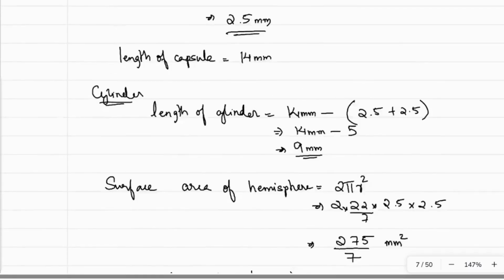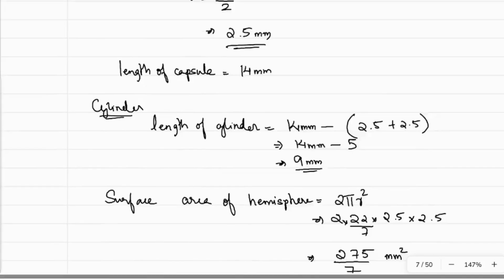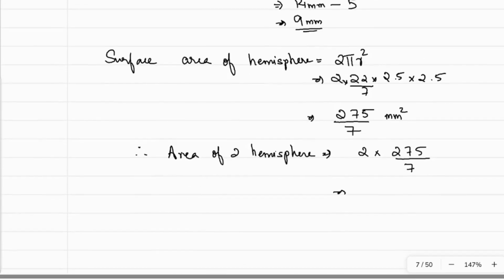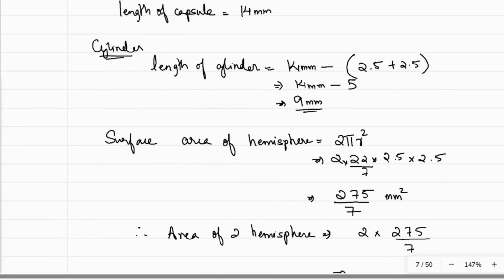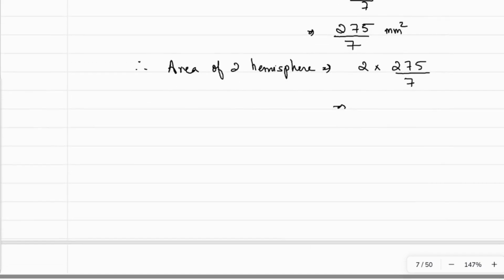Now we need to find the surface area of the cylinder, because we found only the surface area of the hemisphere, a single hemisphere, and we only found the length of the cylinder. Now we need to find the surface area of the cylinder, right?